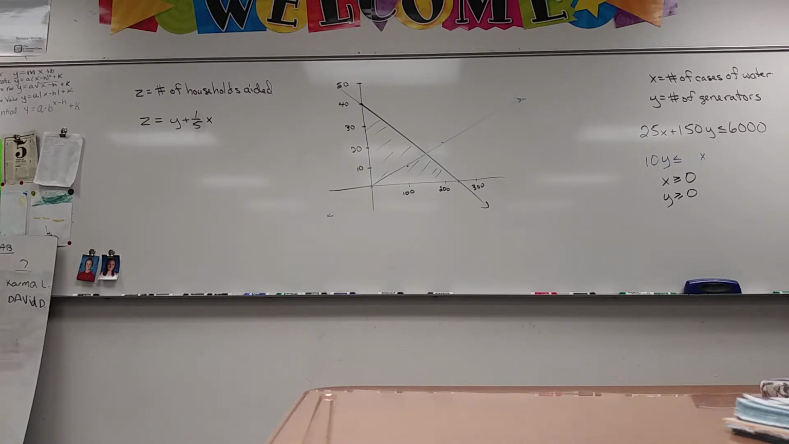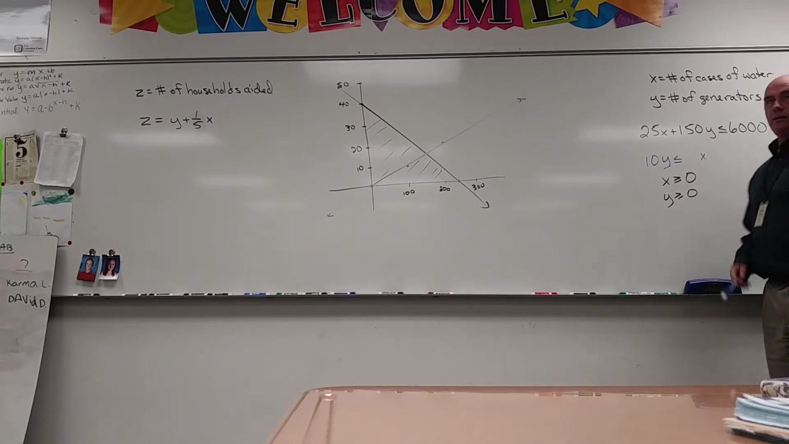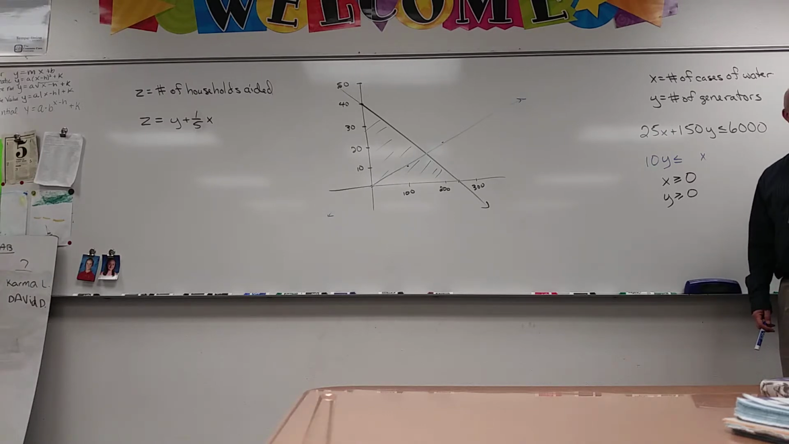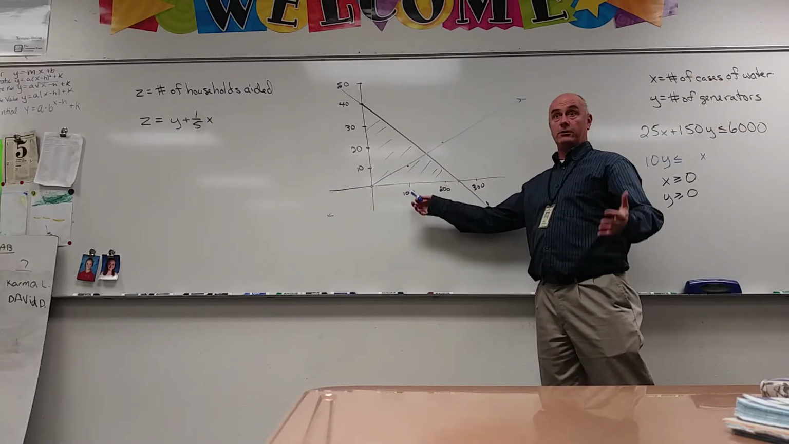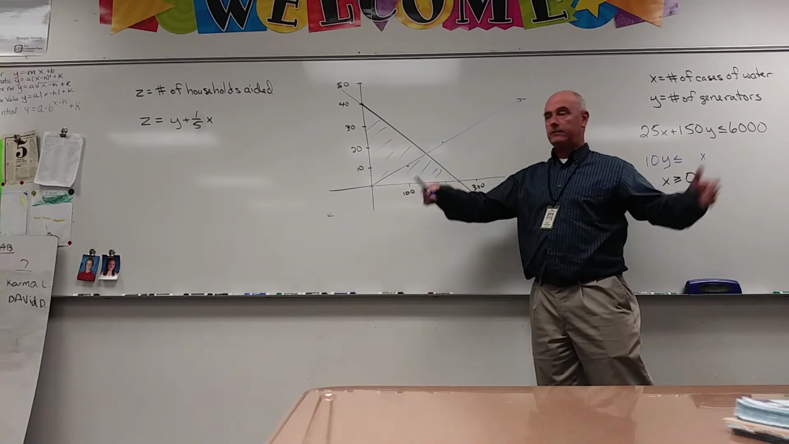Now what? Shading. We don't know which side we're shading yet. Let's try it. 100 comma 0? That'll work. Yes. As long as we pick something that's not on the line. I tend to pick things on the x-axis. I don't know why. It doesn't matter. You can pick anything as long as it's not on the line.